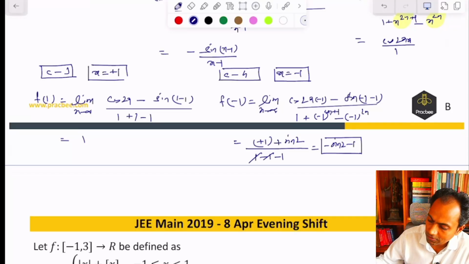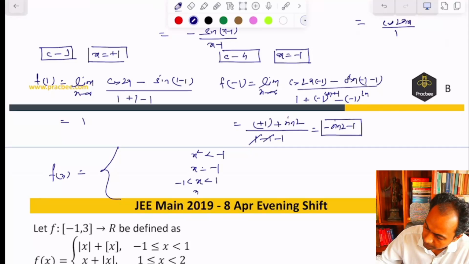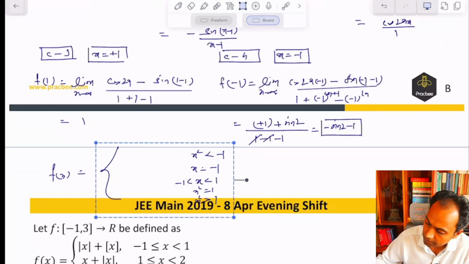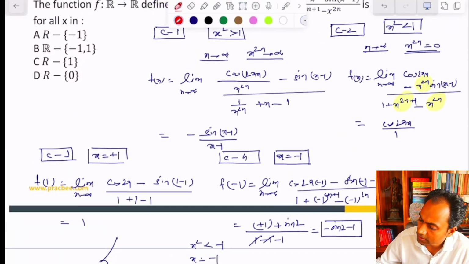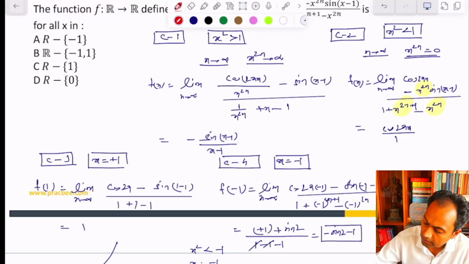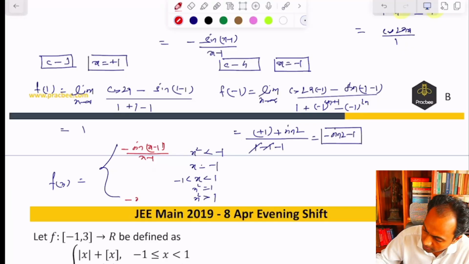So if you write the whole function now, let us see what we are getting. For values of x square smaller than 1, we'll have -1, and we'll have between -1 and 1, x square equal to 1, then x square greater than 1. So these many parts of the function we will have. So if I write all of these parts of the function, what am I getting? In the first part, when x square is greater than 1, the function becomes minus sine x minus 1 by x minus 1. So this is the value we'll get here also and here also.